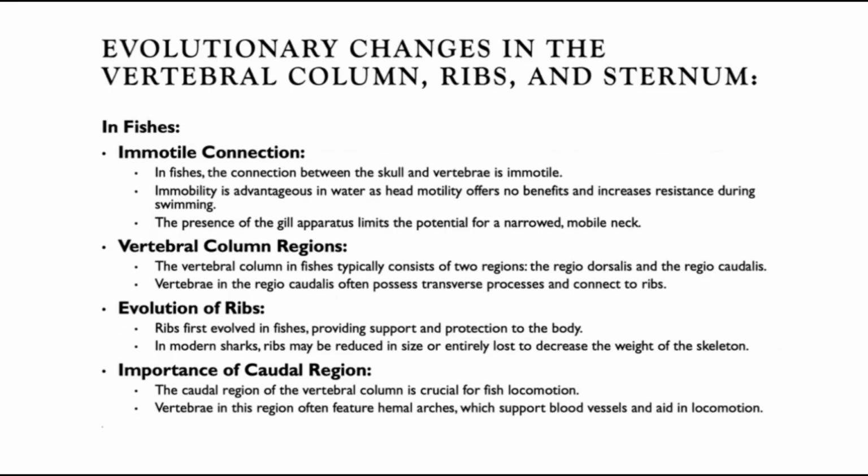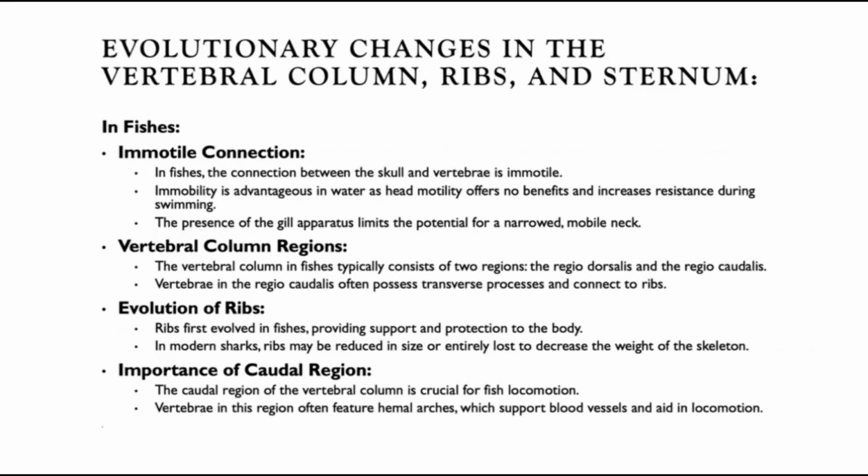Now, if they, for some reason, had the ability to move their head up and down, all this would do is cause resistance in the water. So they wouldn't be able to swim properly. So because of that, the fishes don't have that connection. Okay, and they have a gill apparatus, which basically makes it so that they have a very narrow kind of neck, and this would mean that their neck would not support that movement of moving their head from side to side or up and down.